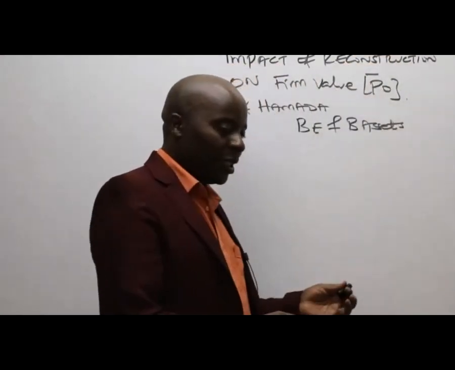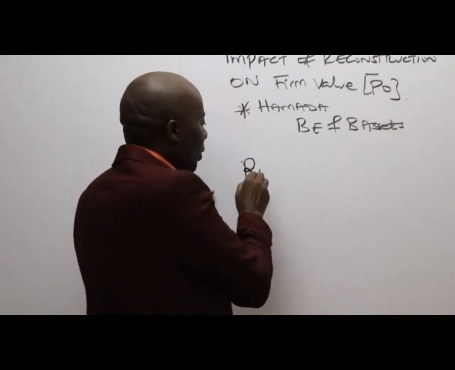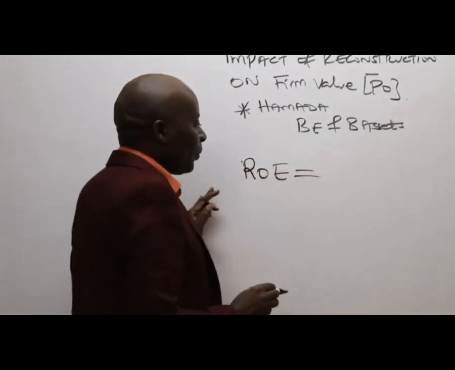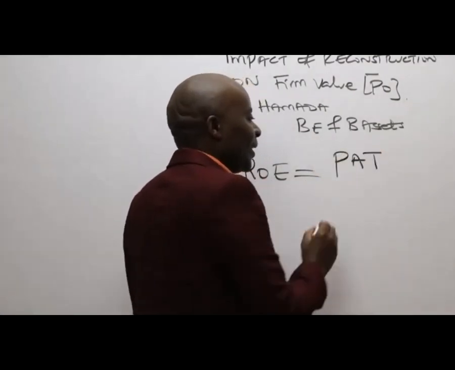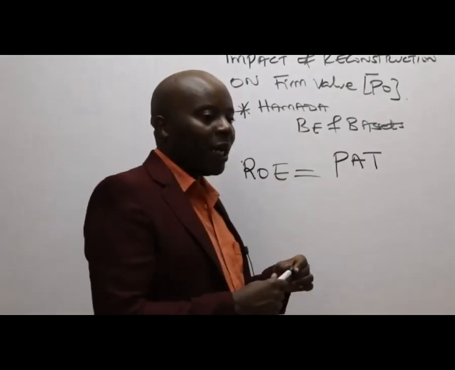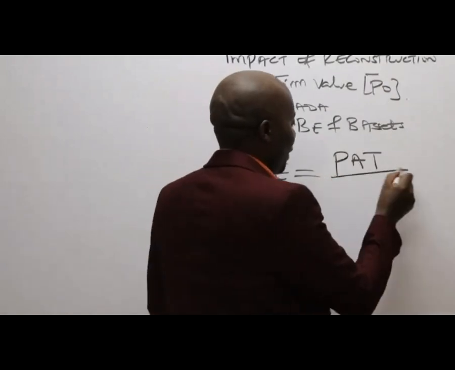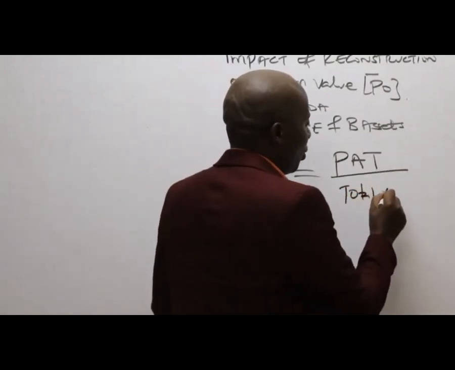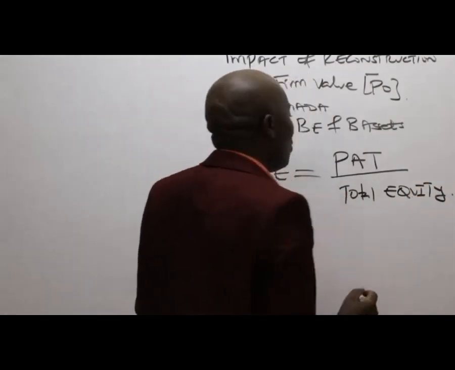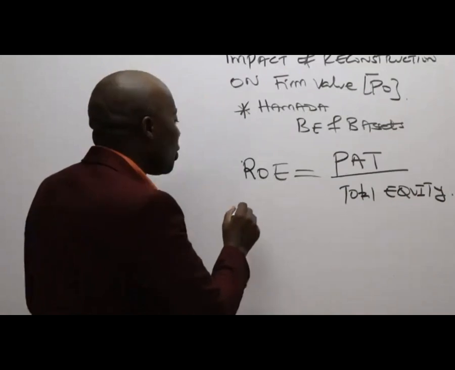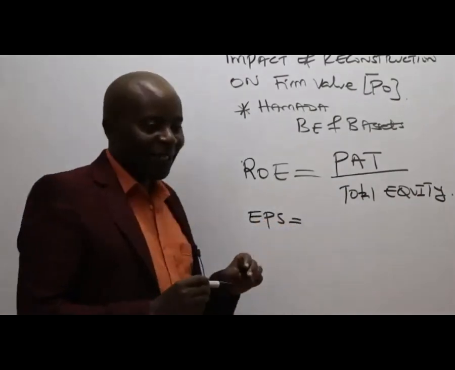Caleb tells me it is return on equity. To get return on equity, the rule is we normally take the profit after tax, the profit which is attributable to ordinary shareholders, all over total equity. Now, ladies and gentlemen, I would want a good student to come and remind us the formula of getting EPS. How do we get EPS?